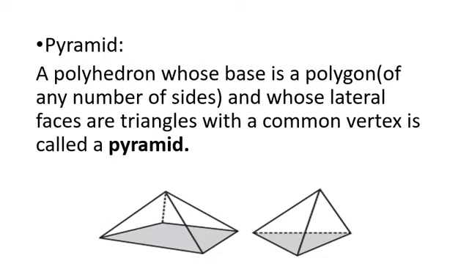So what do you mean by a prism? A prism is a polyhedron whose base and top are congruent polygons and whose lateral faces are parallelograms in shape, then that polyhedron is called a prism. And what do you mean by a pyramid? A polyhedron whose base is a polygon of any number of sides and whose lateral faces are triangles with a common vertex is called a pyramid.